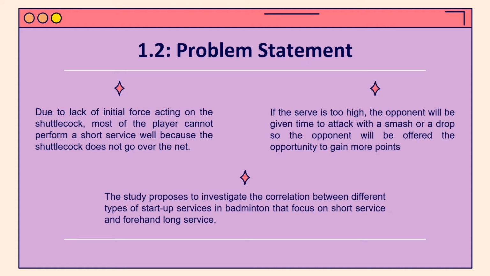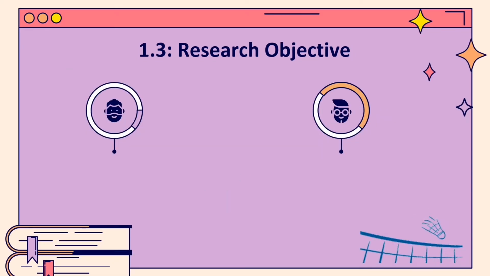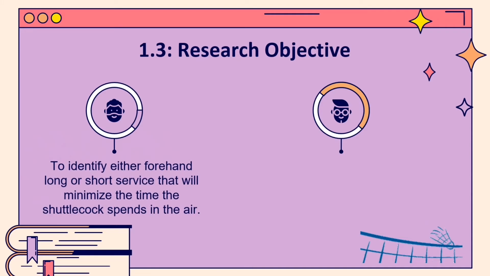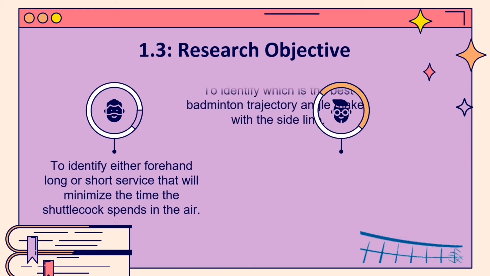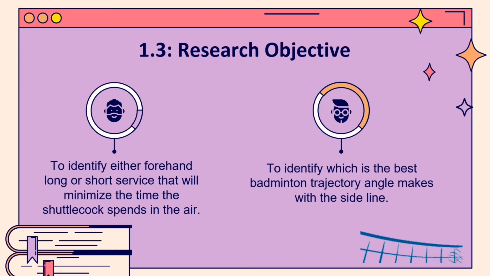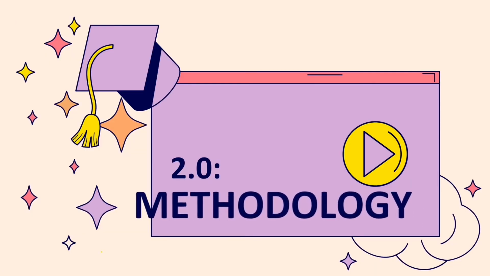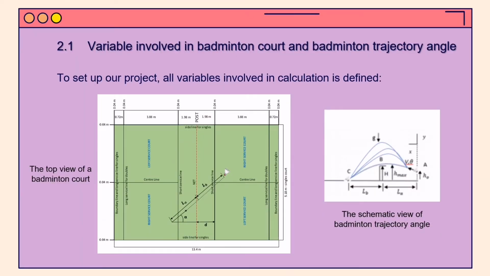The study proposed to investigate the correlation between different types of starting services in badminton that focus on short service and forehand long service. The objectives of this research are to identify whether forehand long or short service will minimize the time the shuttlecock spends in the air, and to identify the best badminton trajectory angle mixed with the sideline.